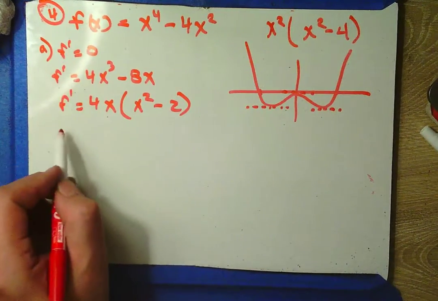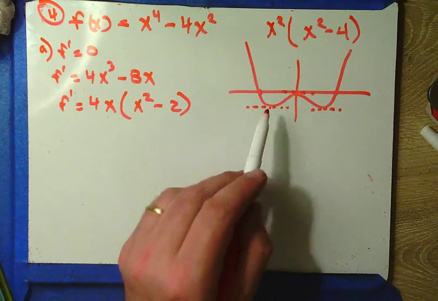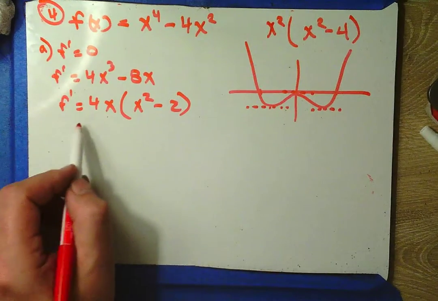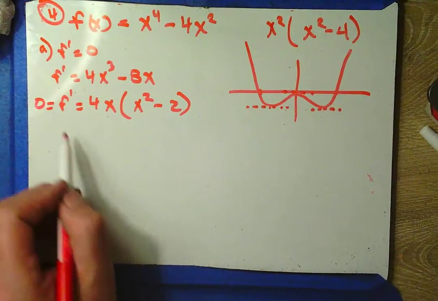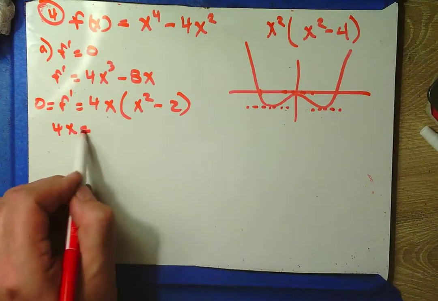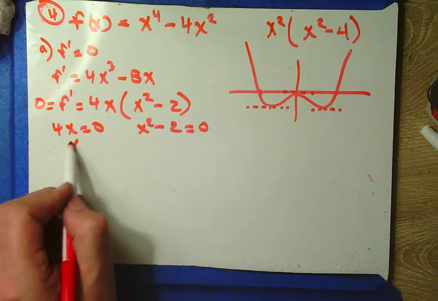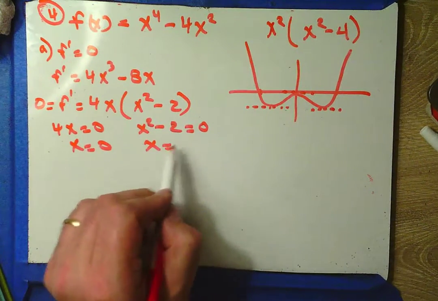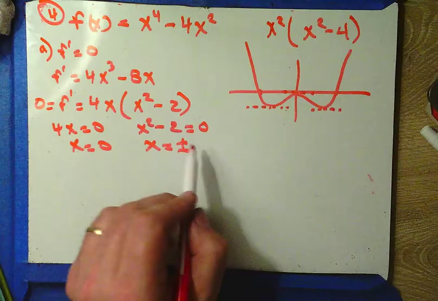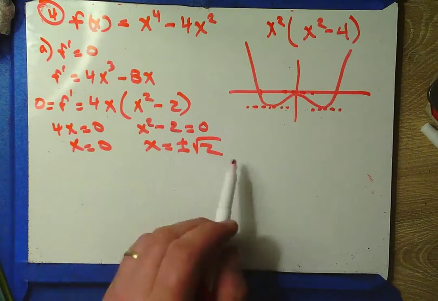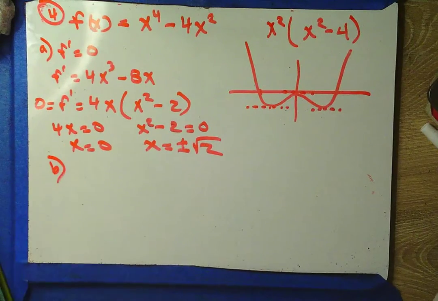Okay, so remember, we want to know when this function f has horizontal tangents. That's when f prime equals 0. So let's set this equal to 0, which means 4x equals 0, or x squared minus 2 equals 0. This happens when x equals 0, or when x equals plus and minus square root of 2. Don't you dare forget to take that square root of 2. These are the places where f of x has horizontal tangents.